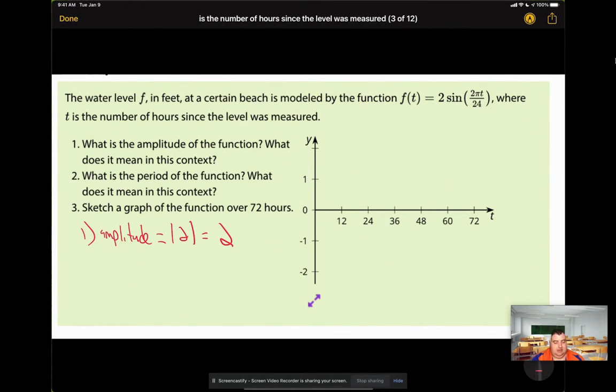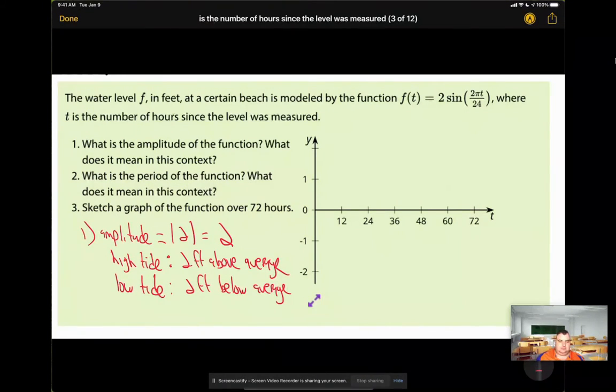landmark. Okay. So in context, this is telling me that high tide is going to be 2 feet above average. So whatever the average water height is for this particular beach, high tide is going to be 2 feet above average, and low tide is going to be 2 feet below whatever our average water height is.